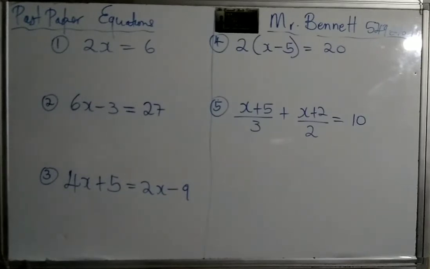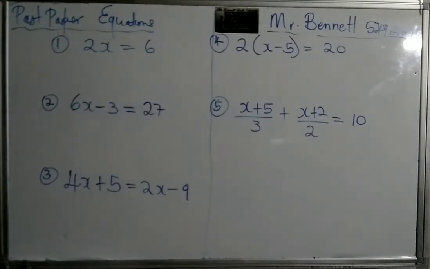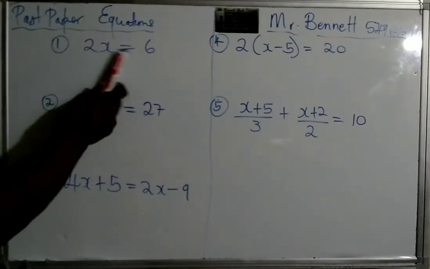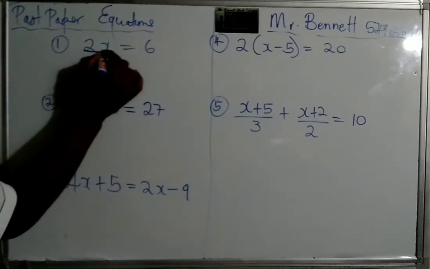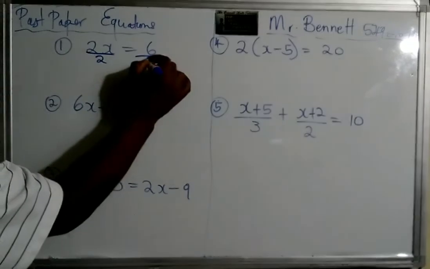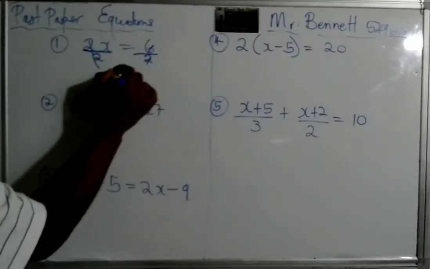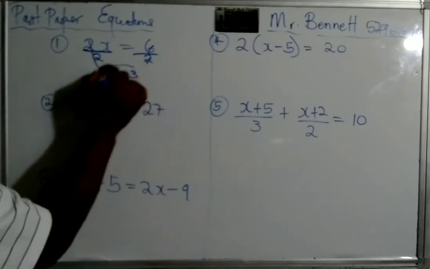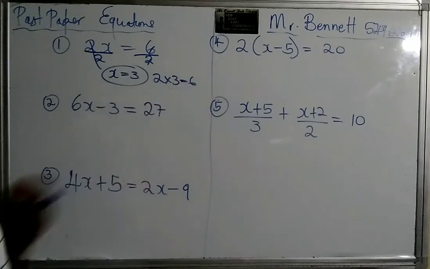Now the first one says 2x is equal to 6. What this means is 2 times x is equal to 6. So we're supposed to find what number we multiply by 2 to get 6. That one is pretty straightforward. So we find the inverse, which is divided by 2. 6 divided by 2, so therefore x is equal to 3. And see there, 2 times 3 is equal to 6.